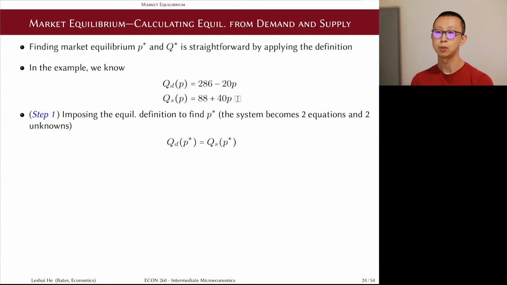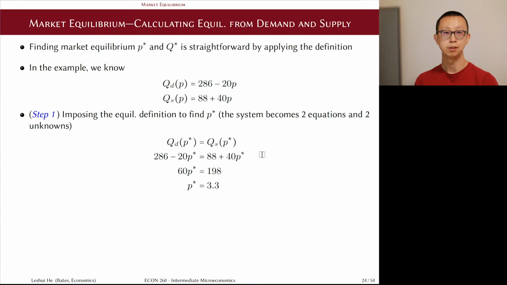So the definition says, well, what is a market equilibrium? Well, it is when at the same price level of P star, quantity demanded is equal to quantity supplied. That's exactly copy and pasted from the previous slide. So now, coming to this particular example, we actually have a very particular expression for QD and a very particular expression for QS. And both of them are functions of P. So in this particular example, we're just going to plug in the definition of QD here and QS here.